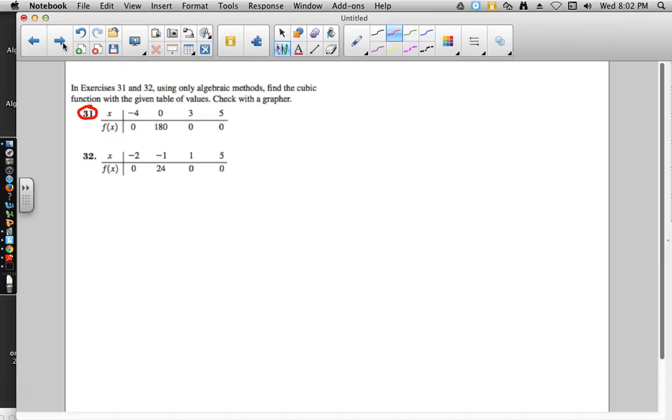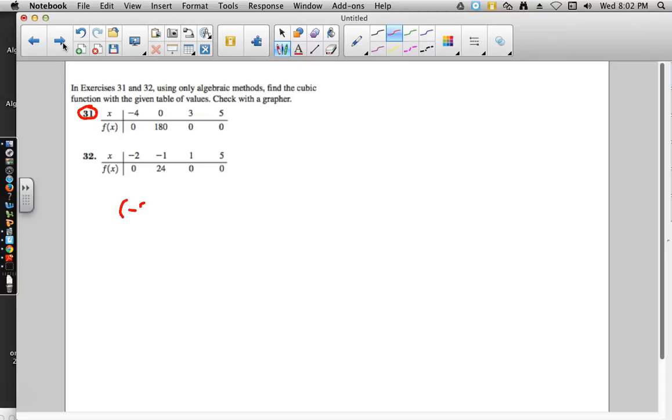Number 32. Use only algebraic methods. Find the cubic function with the given table of values. Check with a grapher. Now let's use logic here. What we're studying in this chapter is when you have the zeros, you can write a polynomial function. Now, the zeros are where we're crossing the x-axis, the x-intercepts.